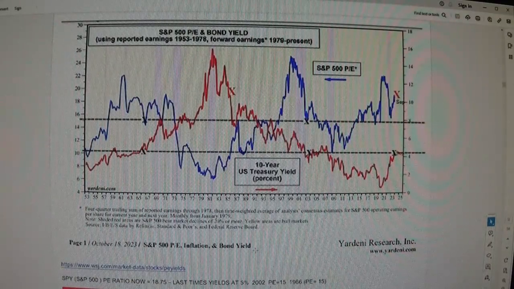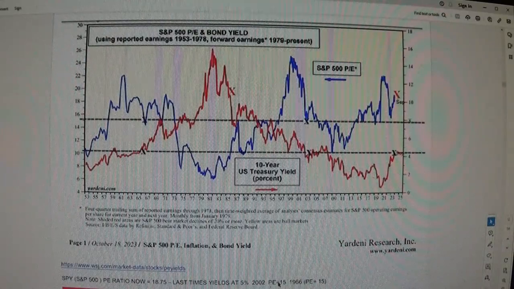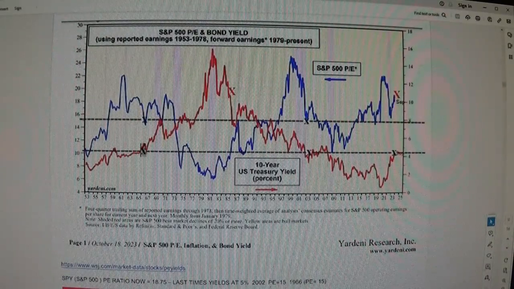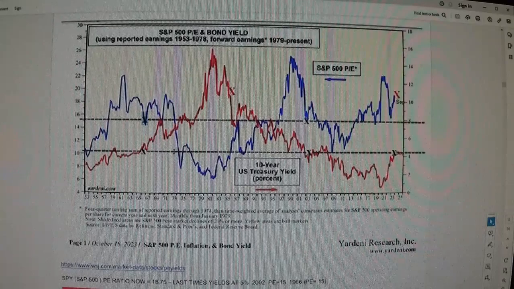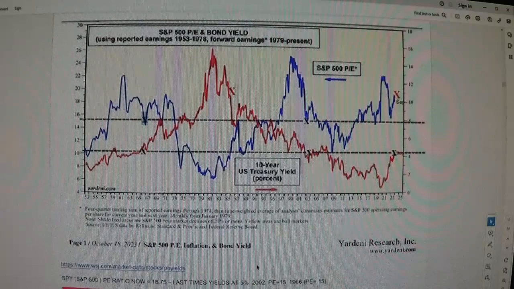So we had 5% on the 10-year in 2003, and in the year 2000. And at those times we had a PE of 15 in the stock market. So that means if we revert back to what the S&P traded for when we had a 10-year treasury yield at 5, then it'll trade at a PE of 15. And that's like a 25% correction from where we're at now. That's returning to the mean.